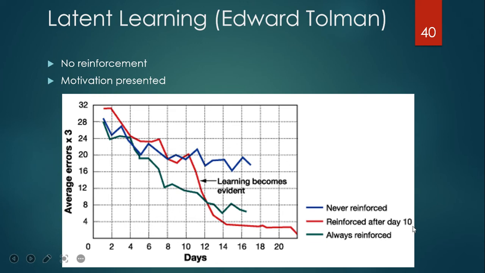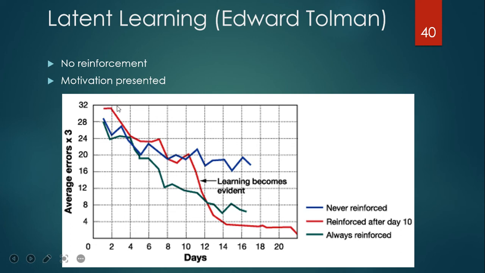And then we have the interesting group here, the red line group. This group was reinforced after a 10-day period. So before they were reinforced, so days 1 through 10, they were allowed to just wander around the maze. There's no brick of cheese at the end of it. But then day 10 comes around and there is a brick of cheese. And then we see this very dramatic drop in the number of errors that those rats were making.